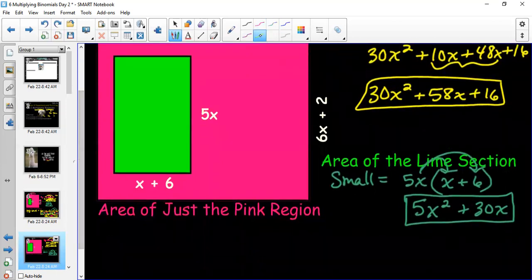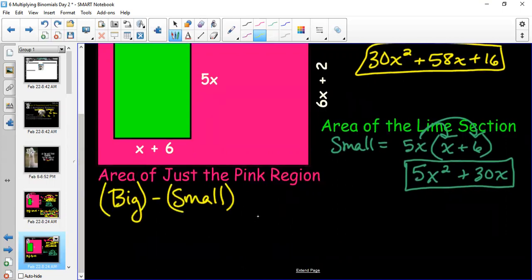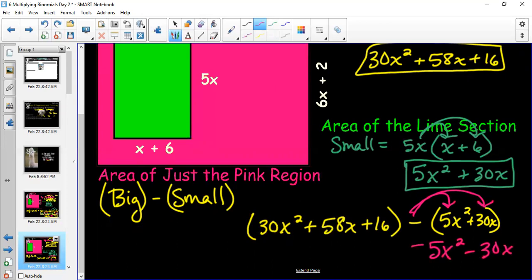To find your final answer, remember we have to do big minus small, but we need to put both in parentheses. So the area of the big was 30x squared plus 58x plus 16. We're subtracting the area of the small, which was 5x squared plus 30x. When I subtract, remember I have to distribute that negative to the second set of parentheses to make that a negative 5x squared and a negative 30x.